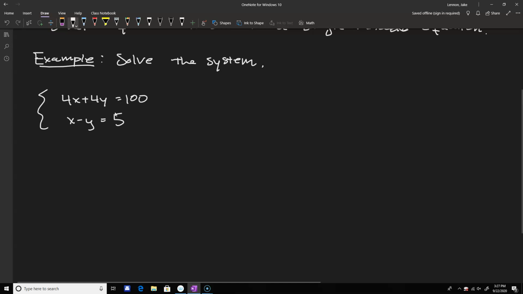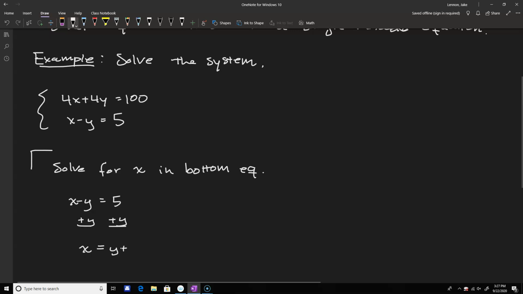The thing is, it's easy to solve for x in the bottom equation. So that's what we're going to do first, solve for x in the bottom equation. We take x minus y equals 5, we add y to both sides, so we get x as y plus 5.